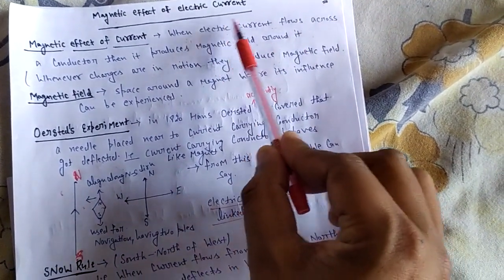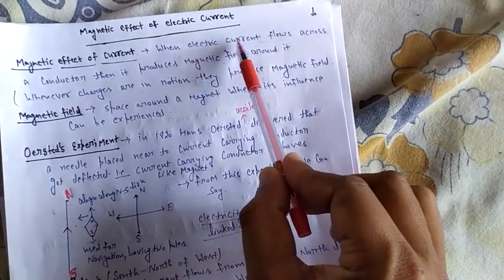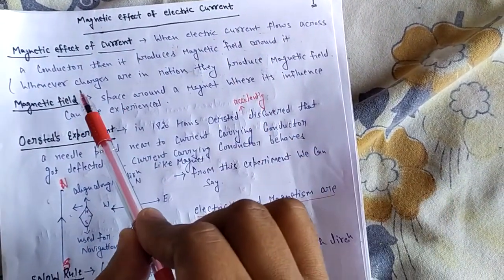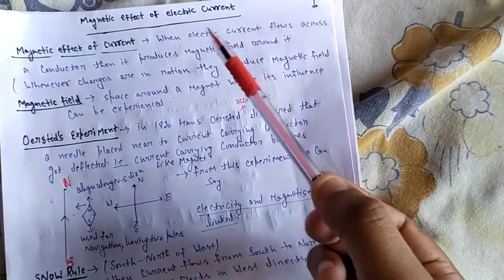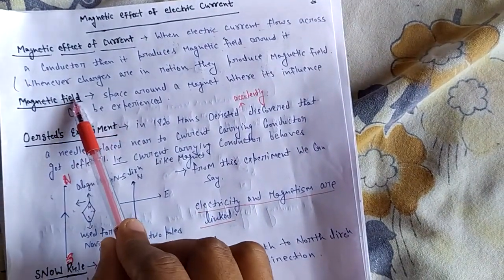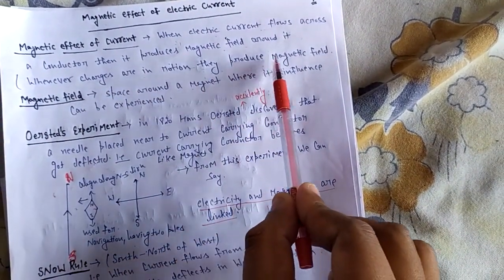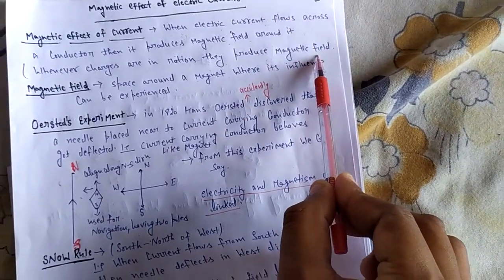I am talking about electric current. We generally say that whenever charges are in motion, it constitutes electric current. It means whenever charges are in motion, they produce a magnetic field around them.